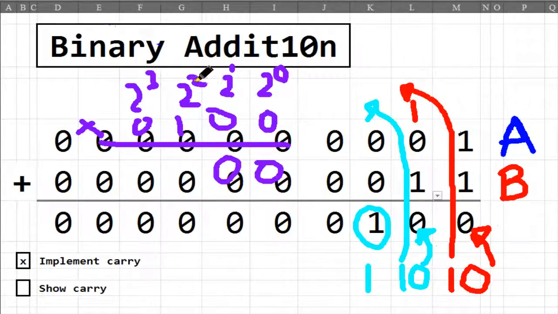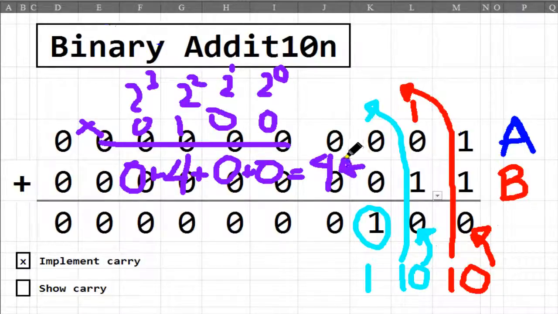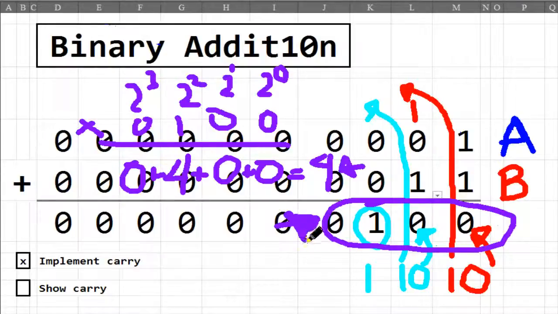2 to the 2 is 4. 4 times 1 is 4. And 2 to the 3 is 8. And 8 times 0 is 0. So 0, 1, 0, 0 is equivalent to the number 4. And we have to remember to add the bottom row. 0 plus 4 is 4 plus 0 plus 0 equals 4. So the decimal number 4 in binary is 1, 0, 0. And that's what we have here.